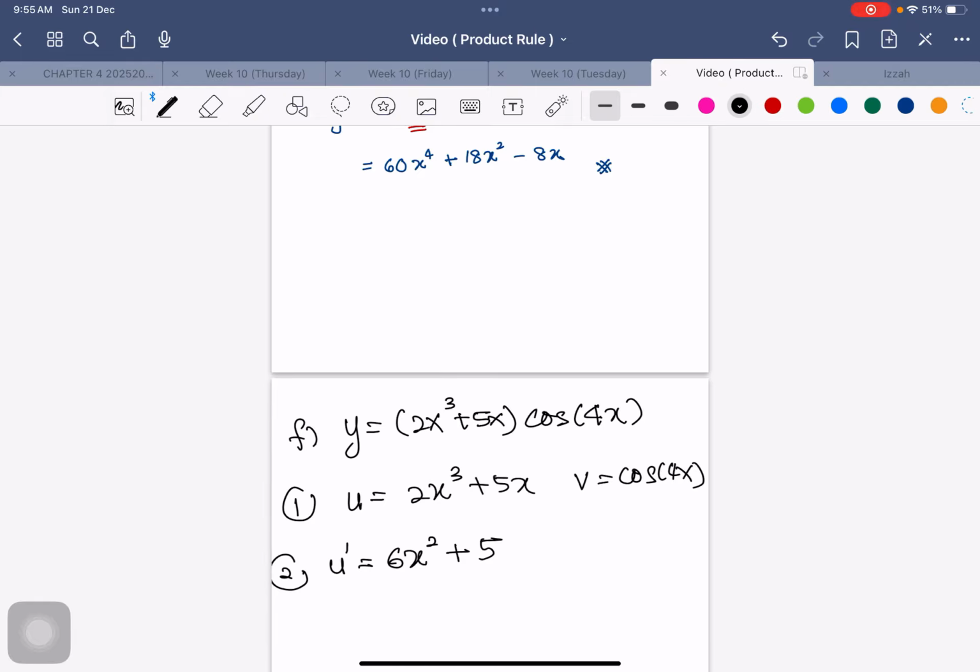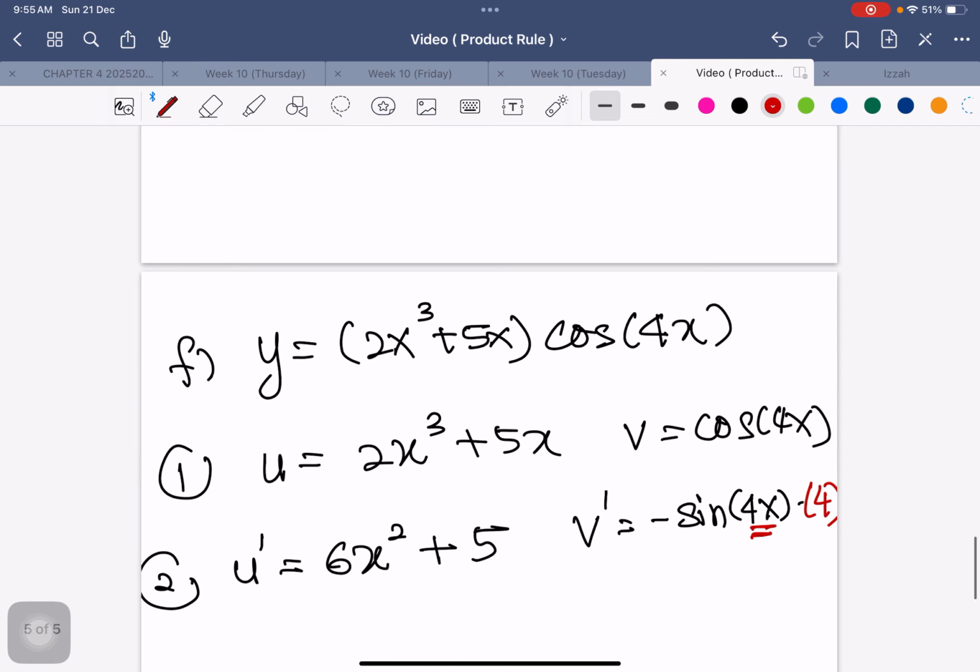Okay, so the next one is V prime. So differentiate cos will give you negative sin 4x. Then what you need to do is multiply by, so you need to differentiate benda dalam ni kan. So you akan dapat 4. Okay, so remember here. Can you multiply this 4 inside here? No, cannot. Okay, sebab 4x ni adalah argument untuk sin. So you tak boleh simply nak darab masuk dalam ni. Salah. Okay, so you can just write like this. Negative 4 sin 4x.